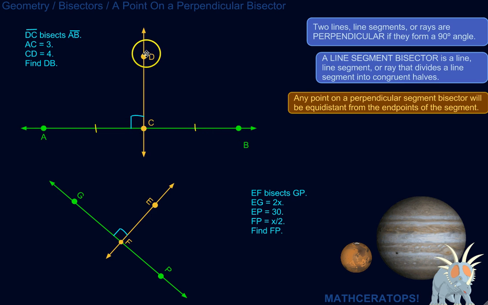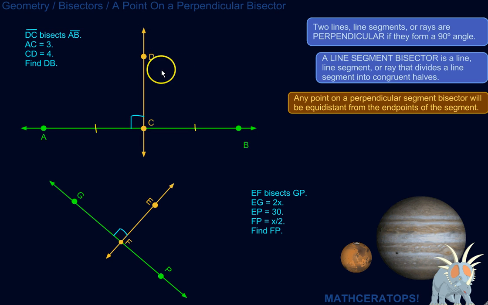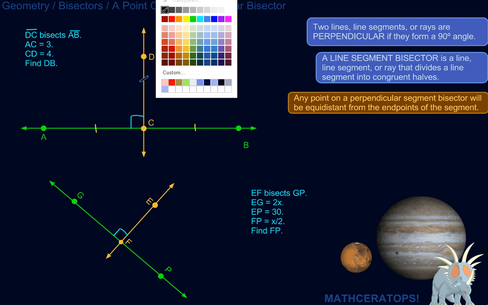So if CD is bisecting AB, then AC and CB have the same length. They're equal halves of AB. All right. So according to this theorem, a point on CD, like for example D, or we could just draw some other, any point.